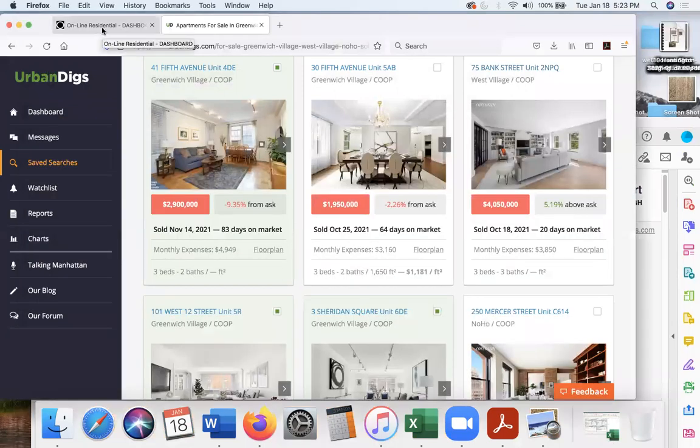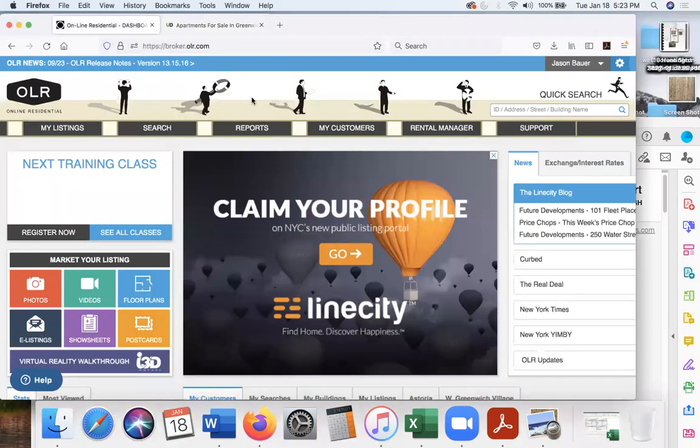Now, there's another place that you can go for this analytic data, and that's OLR, right? And again, if you're a member of LIBOR, if you're on CYBOR, there's similar search functions within those MLSs. We're just going to talk about OLR tonight. Again, OLR covers Manhattan, Brooklyn, Queens, the Bronx, and Staten Island. So you can use it for one of those other boroughs if you're not looking in Manhattan or Brooklyn, which is where Urban Digs cover.